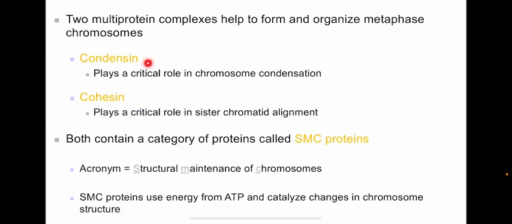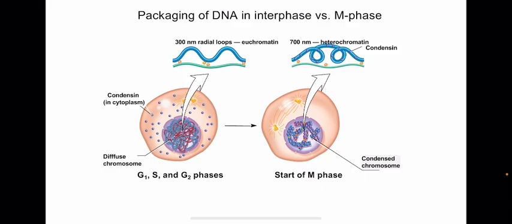These two protein complexes, the condensin and the cohesin, both contain a category of proteins called the SMC proteins, and SMC is an acronym for structural maintenance of chromosomes, right? And these SMC proteins are ATP dependent. So let's look at this. Before the cell enters M phase, it is euchromatic, right? Even though it is condensed, it's not highly condensed. The diameter is 300 nanometers, so the radial loops are 300 nanometers.